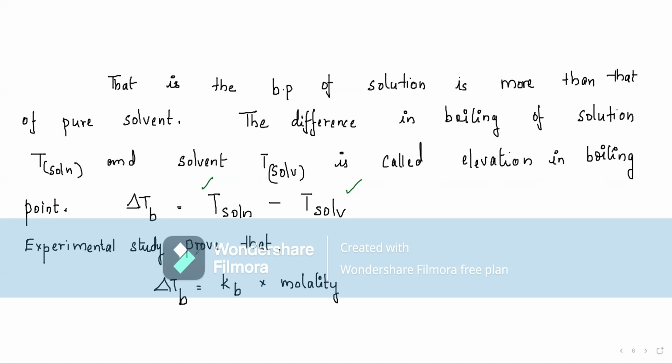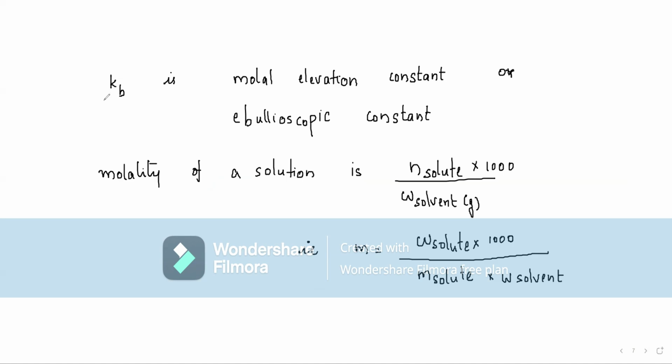So experiments have proved that delta TB is equal to a constant Kb into the molality of the solution. Now, what is Kb? Kb is called the molal elevation constant or ebullioscopic constant.